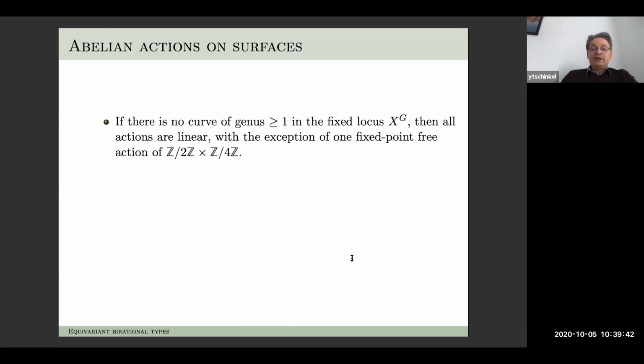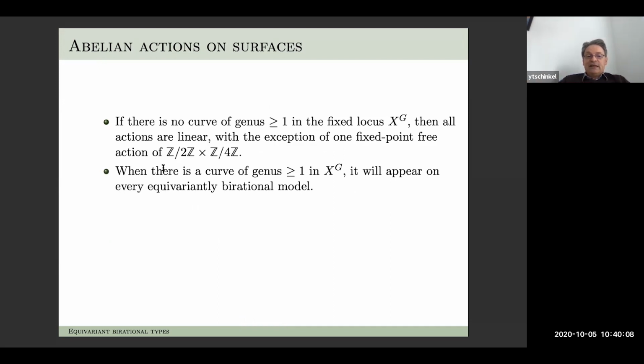So abelian actions on surfaces are completely understood. All such actions are linear, provided there is no curve of genus at least one in the fixed point locus, and provided it's not this one exceptional type where you have a fixed point free action of Z2 times Z4.